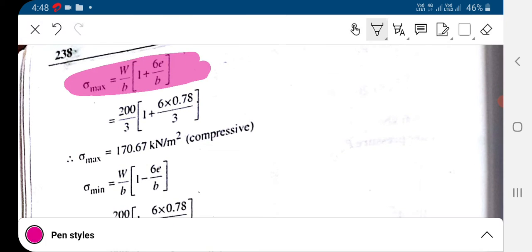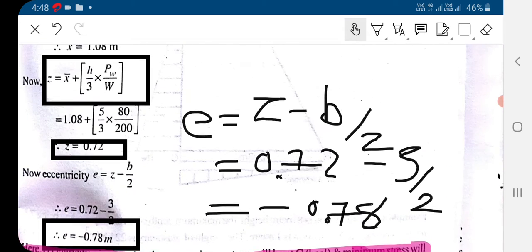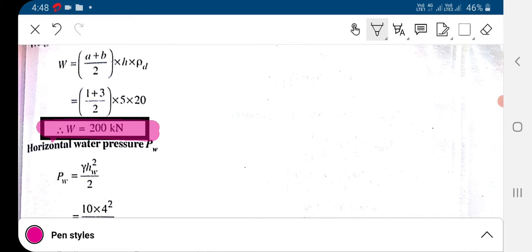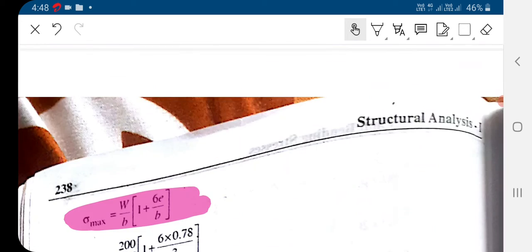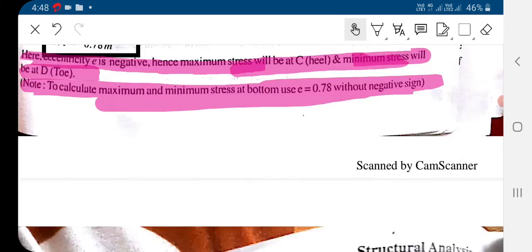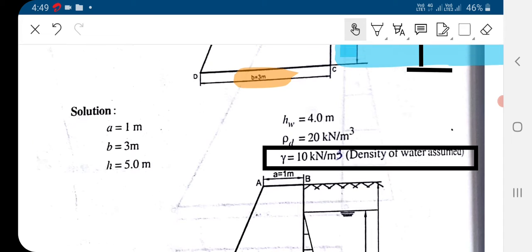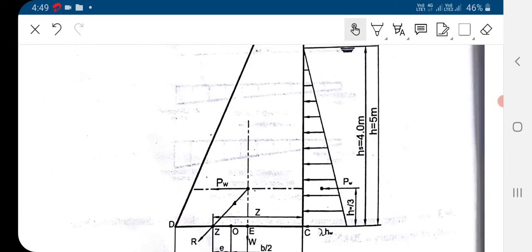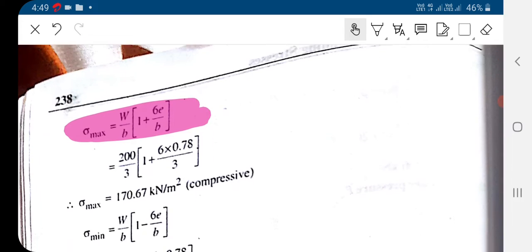Now we use the equation of sigma max. The sigma max equation that we know is W by B into 1 plus 6E by B. We have computed W as 200 kilonewton, so we put W as 200 kilonewton. B, the base width, is 3 meter over here, so we put B as 3 meter.